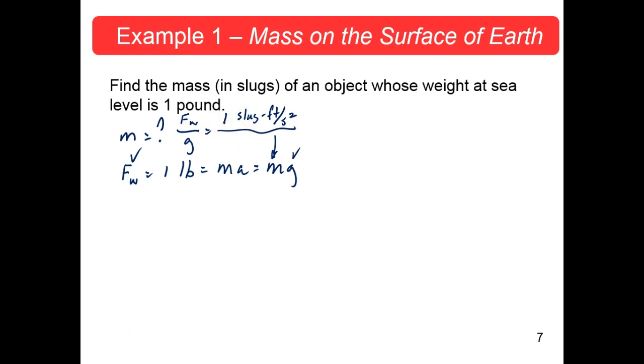Now, which system are we dealing with here? The SI system, which is metric, or the U.S. customary system? We're talking about the English or the U.S. customary, right. And what is the acceleration due to gravity in the U.S. customary system? No, that is SI. It's 9.8 meters per second squared.